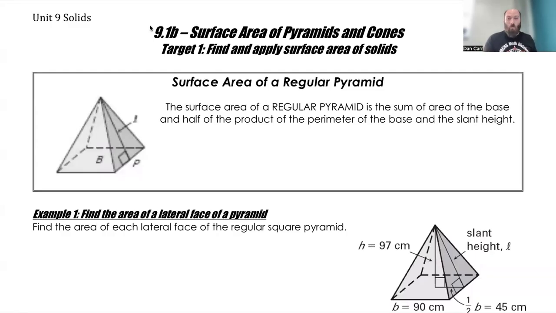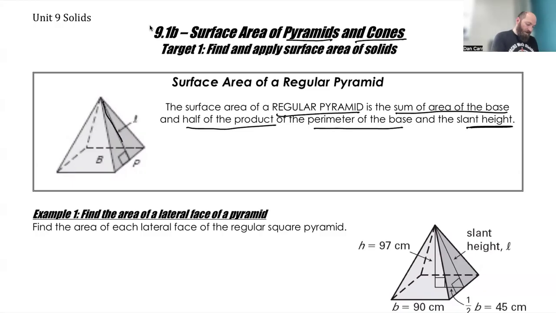Today we're going to be looking at 9.1 day 2, surface area of pyramids and cones. Okay, so a pyramid, we have our shape here. The surface area of a regular pyramid is the sum of the area of the base and half the product of the perimeter of the base and the slant height. So slant height is this length right here. It's going from our vertex down one of the sides of the triangle, and it's perpendicular to the base length of there. Okay, so this one is my slant height.